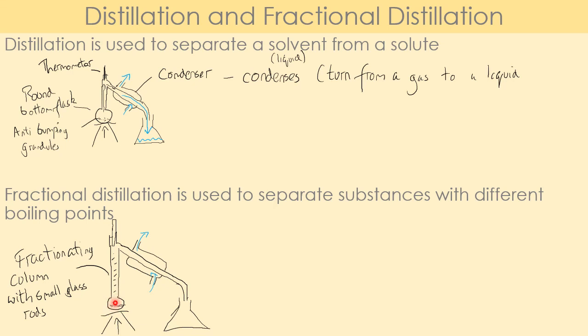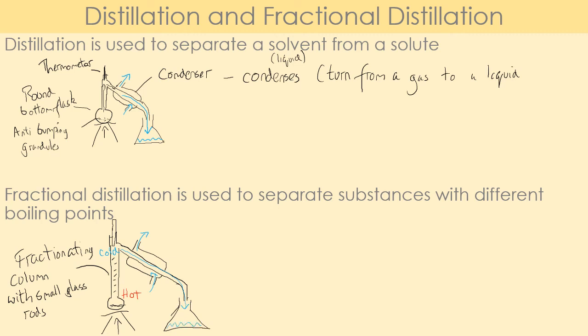Now, as my liquid is heated, the liquids will boil and turn into a gas. They'll rise up. These glass rods increase the area available for condensation. We have a hot temperature at the bottom and a colder temperature at the top. Once a liquid reaches a point past its boiling point, it will condense back into a liquid and flow back down to the bottom again. And we will continue until only at the top do we have the liquid with the lowest boiling point. That will then pass through the condenser and can be collected in here.